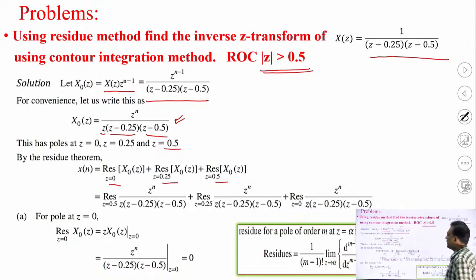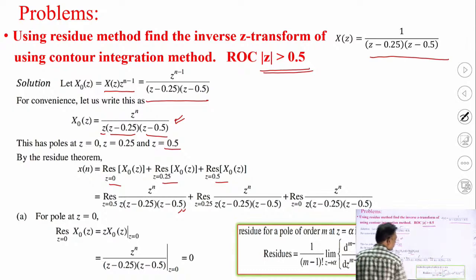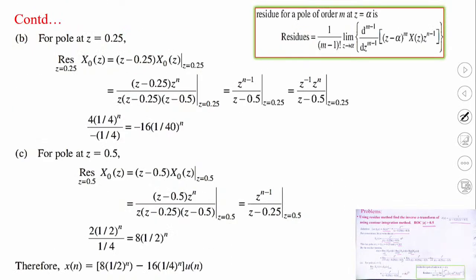Now we are calculating the residue according to the formula, which you know. For z equals 0, the important thing is that the order here is 1. So 1 upon factorial 0 will be 1, and the limit z tends to 0, where m is 1, so this term will vanish and only this term will be there. So z minus 0 to the power 1, that is z, times X(z) times z to the power n minus 1 will become z to the power n upon this term. Now when you put z equals 0, you will get the value of the residue as 0.